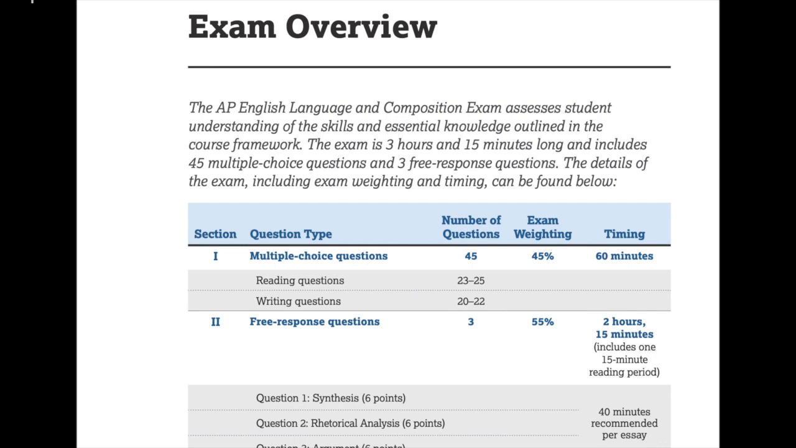Speaking of college credit and the AP exam, I want to give you a super quick overview of what the exam actually looks like, so that way you are not surprised by it. So let's take a look at the AP exam structure. So let's talk for a second about the AP exam itself.